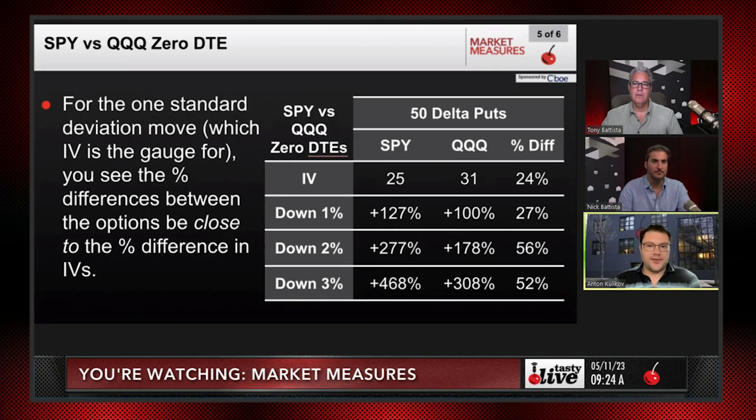Now, here's the difference. 50 delta puts are already closer to the money. So what do you see? You see less of a tail impact. If you notice the down 2%, down 3%, those 50 delta puts are only about a 50% difference between SPYs and Qs. If you go back to the 25 delta puts, you see closer to a 75% difference. And that's only because, again, further out of the money for a low volatility underlying means you're going to have a huge win if you get that move. But if you have a 50 delta put, you're going to get a win, but it's going to be more expected, so the differences are going to be less.